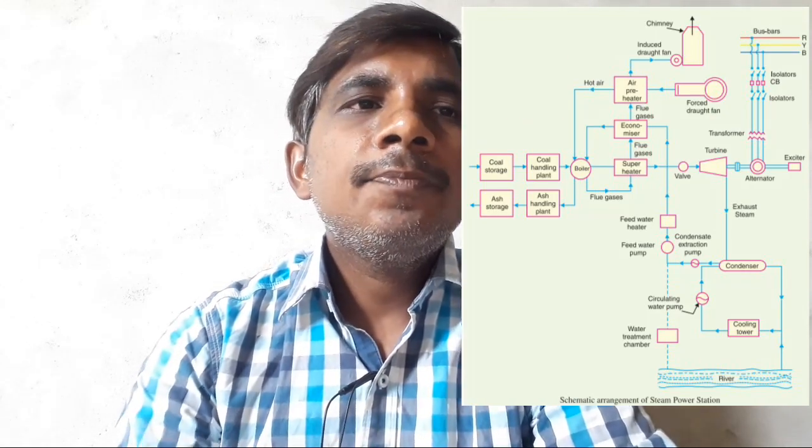Second is the steam generating plant, then steam turbine, alternator, feed water, and cooling arrangements. In this diagram we can see the coal and ash handling plant. After that the coal will go to the boiler. Before going to the boiler, it will be pulverized, crushed into small pieces. That is the coal and ash handling plant. After that, the boiler. In that boiler the coal will be fired, and it produces enormous heat.